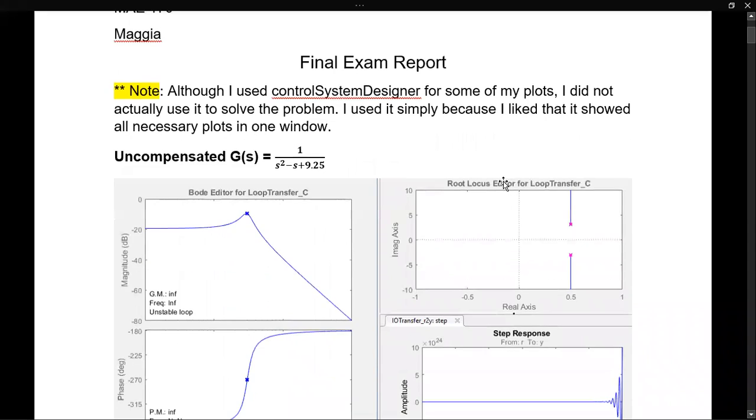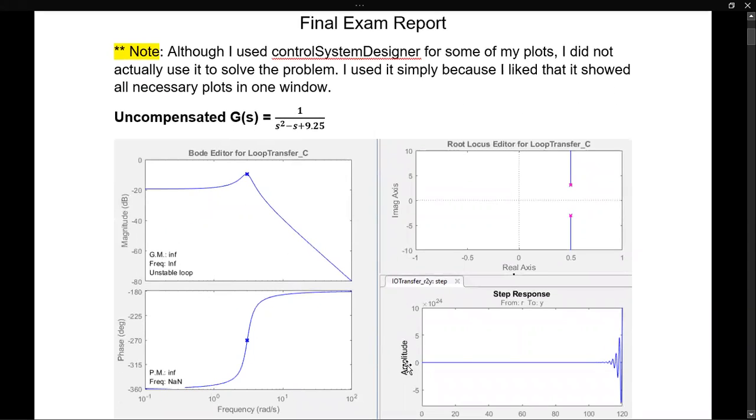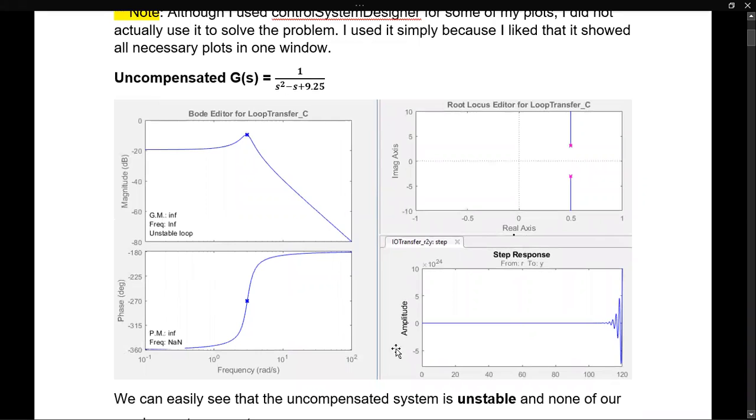Firstly, I should note that I used the Control System Designer in MATLAB for the plots only, because I liked how it showed the Bode plot, the root locus, and the step response all in one window. But I did not use it to manually adjust the poles to meet requirements, as you can do so. And I proved that by putting my hand calculations in the appendix.